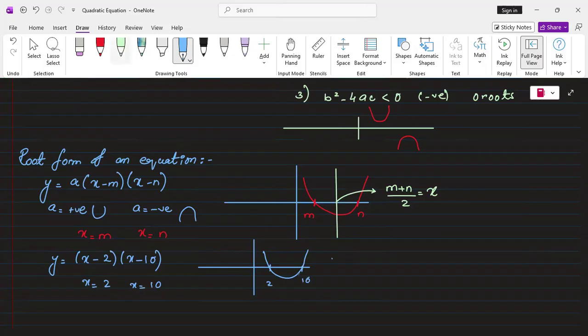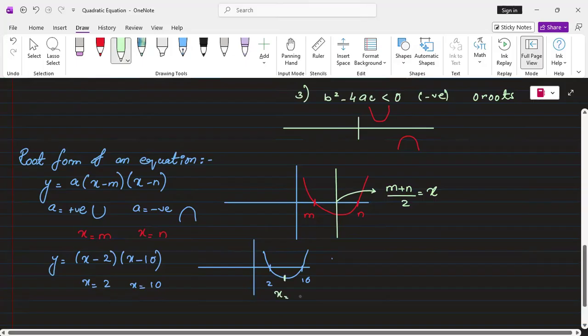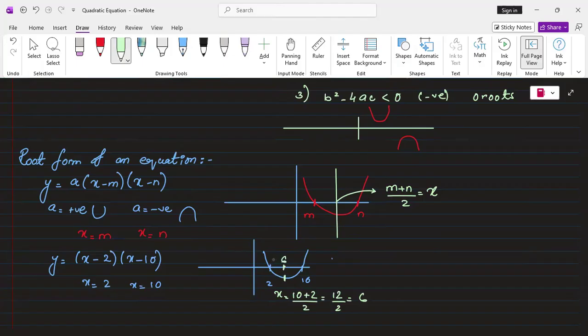Now if I need to find out the turning point, the x coordinate of the turning point, I can simply say here your average would be 10 plus 2 divided by 2, that is 12, and that is 6. So the x coordinate of the center point will be equivalent to 6. So the x coordinate of the turning point is equal to 6.